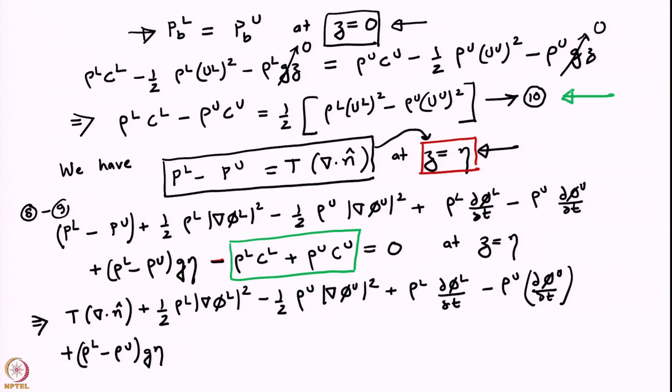tells me the difference between rho l cl minus rho u cu, and this is what I have here. So, if I take a minus common out, then I get minus rho l cl minus rho u cu. So, I am going to replace that difference. So if I take a minus out, then I am left with a factor of half, and then it is just whatever is there on the left hand side.